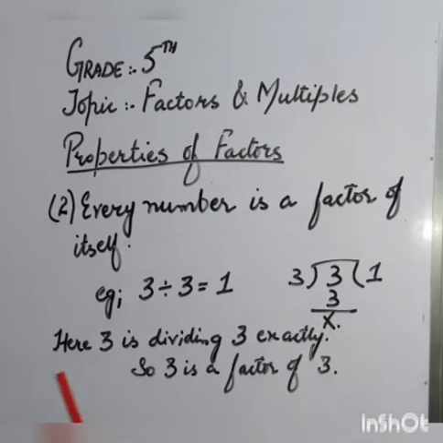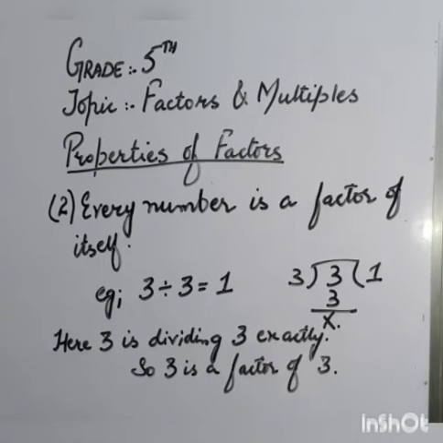So this means that this 3 is dividing 3 exactly. This 3 is dividing this 3 exactly without leaving any remainder. So it means 3 is a factor of 3. इसका मतलब है कि ये जो 3 है ये इस 3 का factor है because ये इसको exactly divide कर रहा है. Remainder 0 रह रहा है. That's why 3 is a factor of 3.